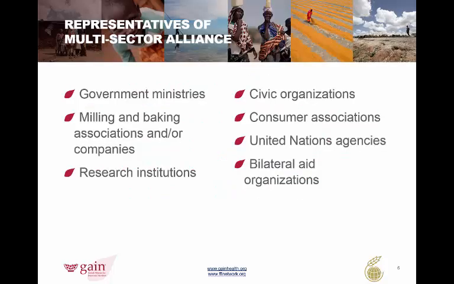These are some of the groups that typically participate in a multi-sector alliance for fortification: government ministries, milling and baking associations and companies, research institutions, relevant civic organizations, consumer associations, United Nations agencies, and bilateral aid organizations. Of course, this is not a complete list of potential alliance members. Each country should think broadly and strategically when forming the alliance.